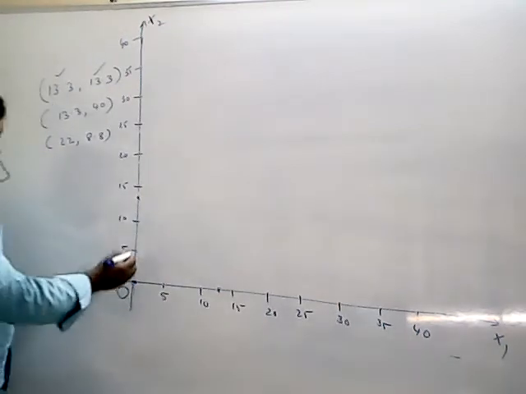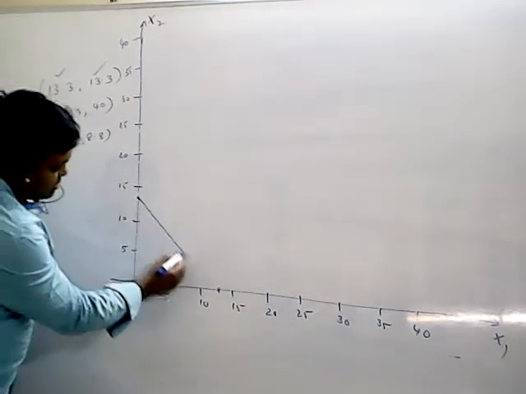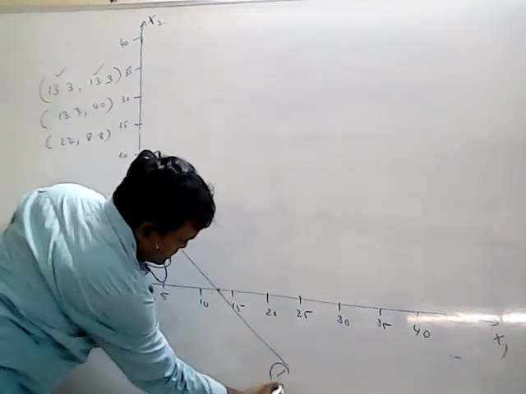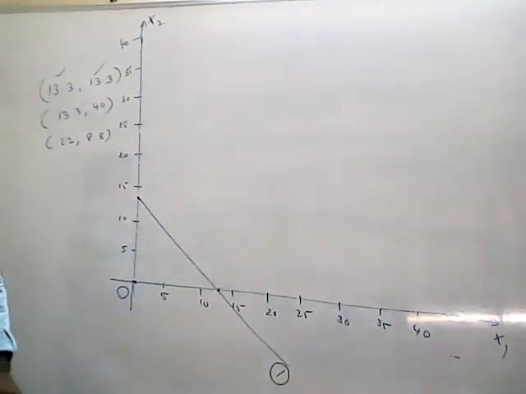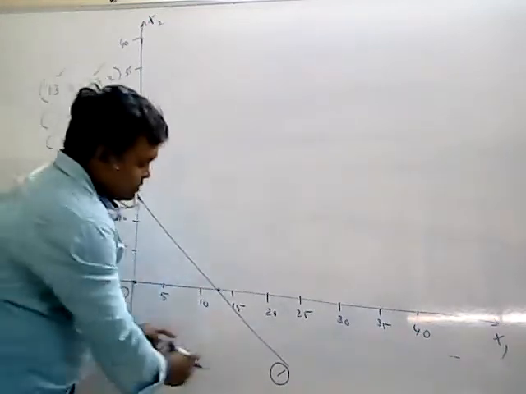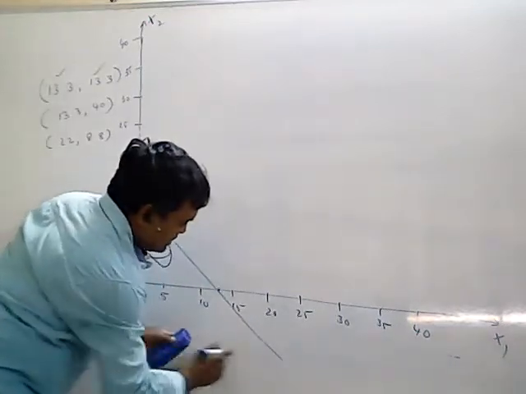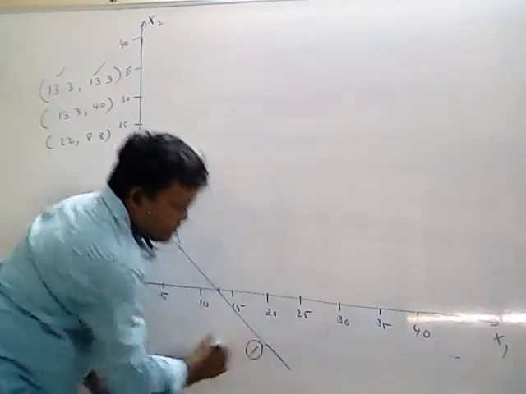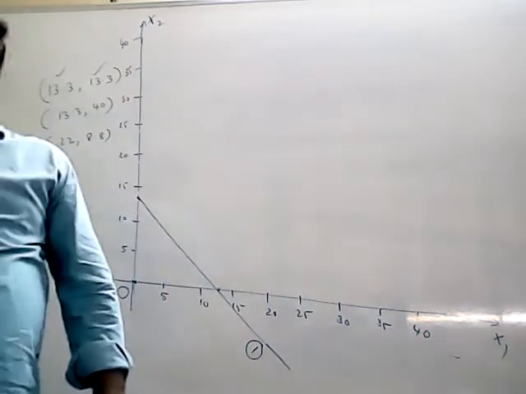So 13.3. Use the scale and join these points. This is equation number 1, line 1. Okay, I think all of you are able to see this. This is line 1. Okay. Now the first line is completed.